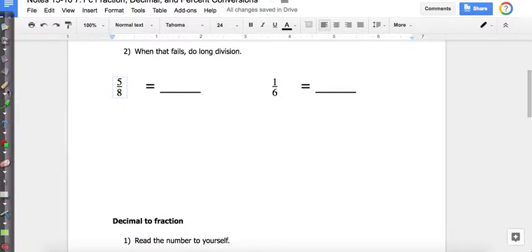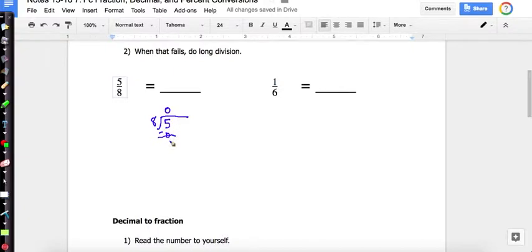One of the sayings that you're probably familiar with is the top number slides down, so the 5 slides down and the 8 climbs the ladder. Okay, now, can 8 go into 5 evenly? No. So it goes in 0 times. 0 times 8 is 0.